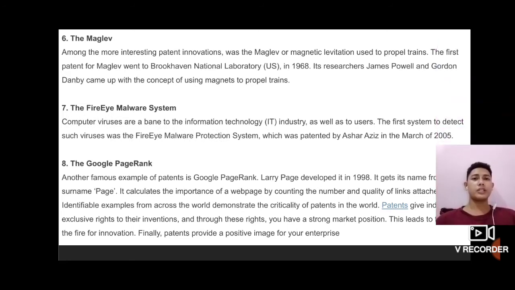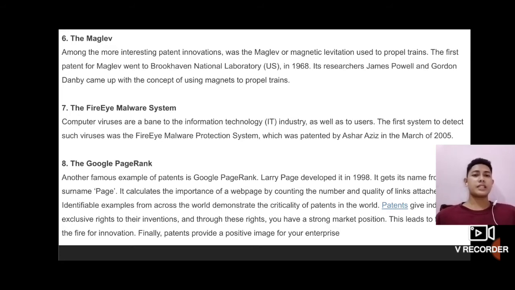Next is maglev. Among the most interesting patented inventions was the maglev, or magnetic levitation, used to propel trains. The first patent of maglev went to the Brookhaven National Laboratory in the US in 1968. Its researchers James Powell and Gordon Danby came up with the concept of using magnets to propel trains.